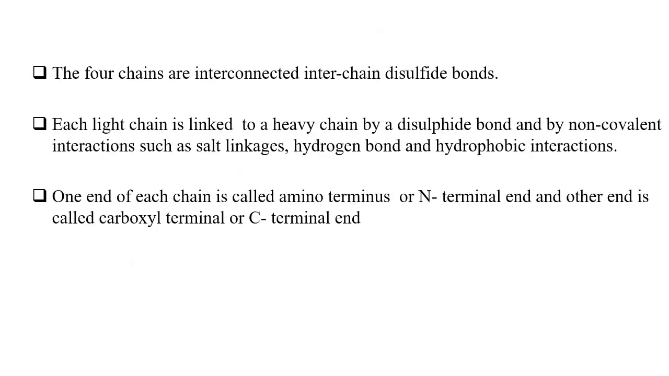The four chains are interconnected by disulfide bonds. Each light chain is linked to a heavy chain by a disulfide bond and by non-covalent interactions such as salt bridges, hydrogen bonds, and hydrophobic interactions. One end of each chain is called the amino terminal end or N-terminal end, and the other end is called the carboxyl terminal or C-terminal end.